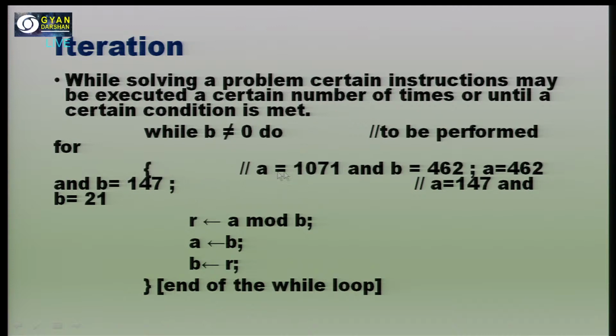Okay, so for example, it was repeated for A equals 1071 and B was 462, A was 462 and B was 147, A was 147 and B was 21, and thereafter one more time, when this particular loop terminates, when we assign the value of A as 21 and B as 0, right? So this while loop is iteration. The sequence of steps is being repeated 3 times for different values of A and B, and that is how you are moving towards the end result. And that is the beauty of iteration, right?